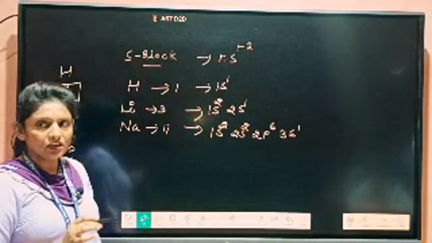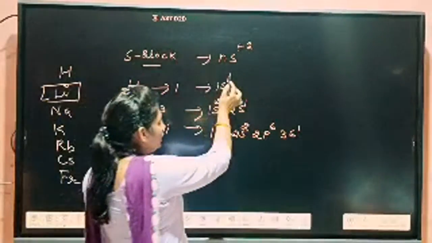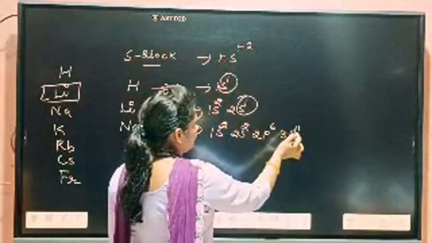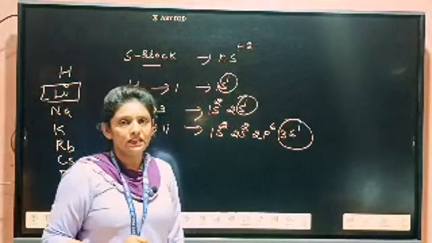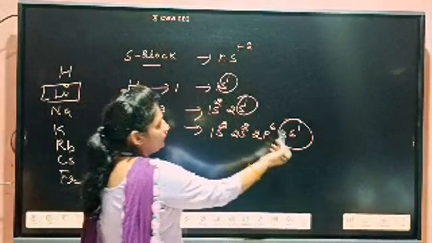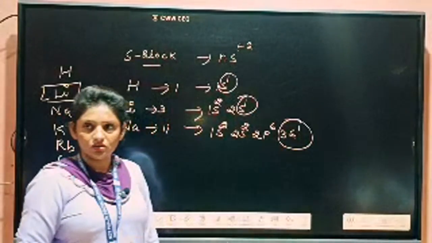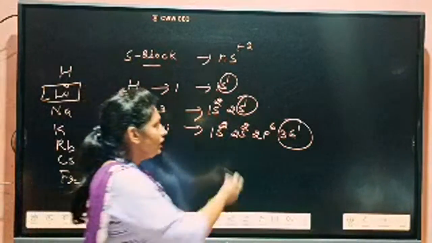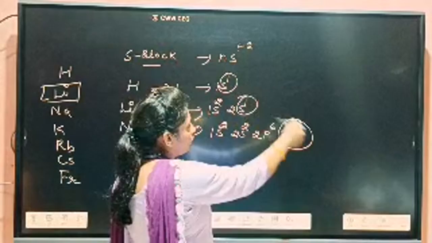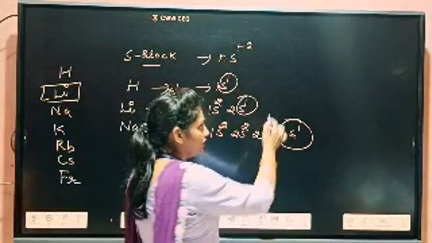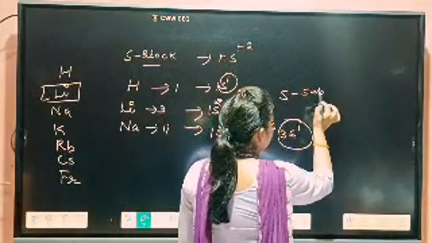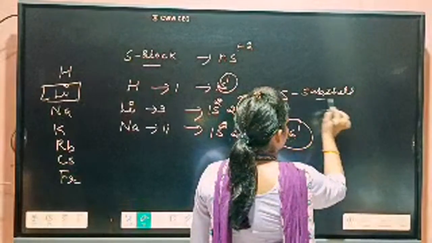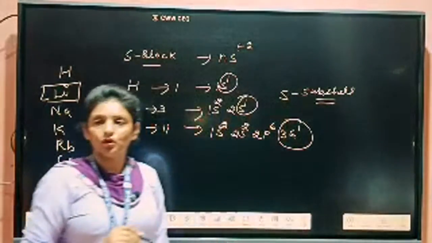So I think you are able to see here that the last electron, meaning the valence electron, is present in the s orbital. Clear or not? Students, the valence electron is present in the s subshell. So on behalf of that, we give the name to the block.